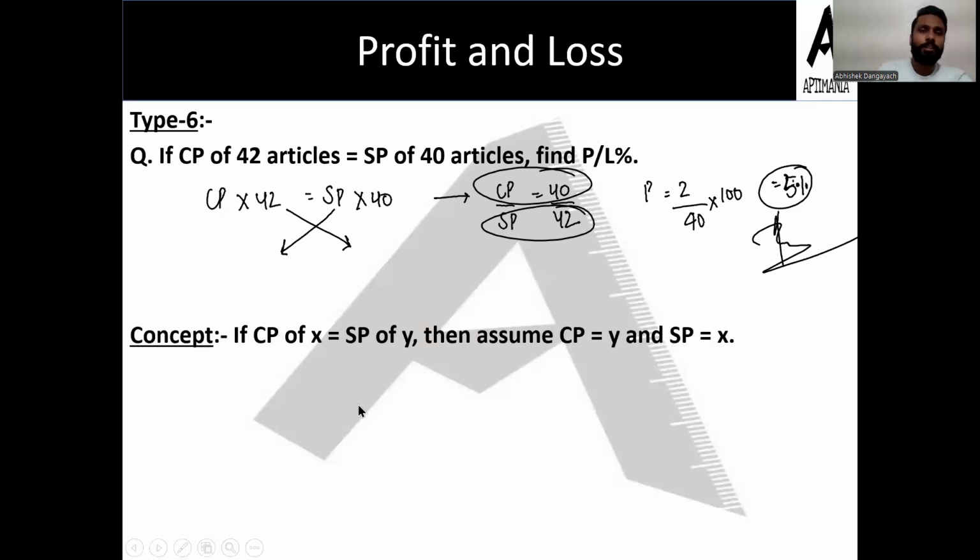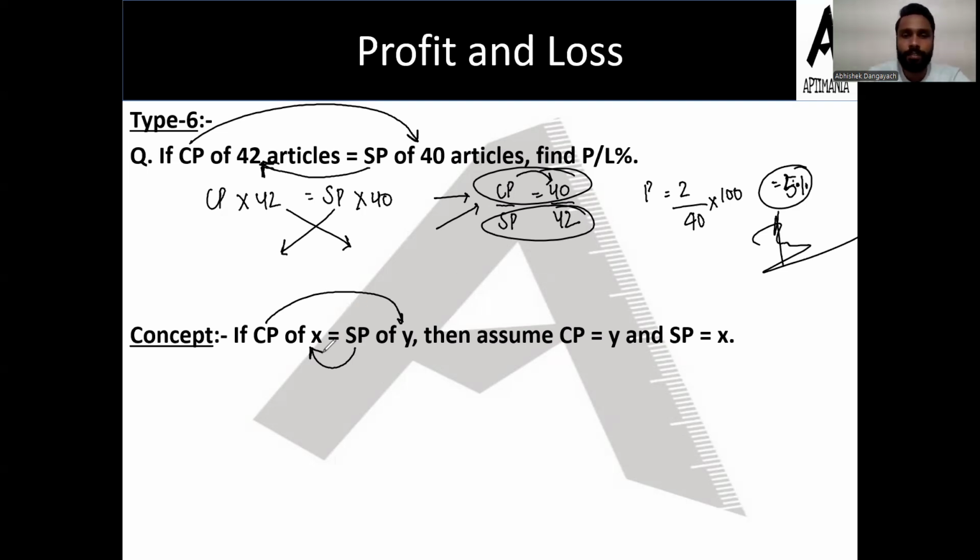if CP of x equal to SP of y, जैसे आप ऑब्जर्व कीजिए यहाँ पे CP of 42 इक्वल टू SP of 40, तो मैंने CP को अज्यूम किया 40 which is the number with SP, और SP को अज्यूम किया 42 which is the number with CP. Same concept is to be applied. CP of x equal to SP of y. I'll assume CP equal to y and SP equal to x. My question will be solved easily after this.